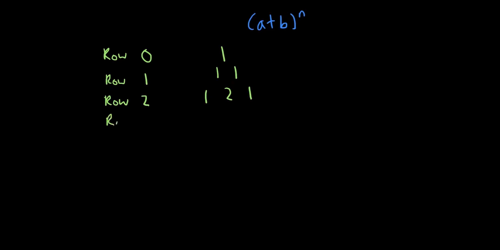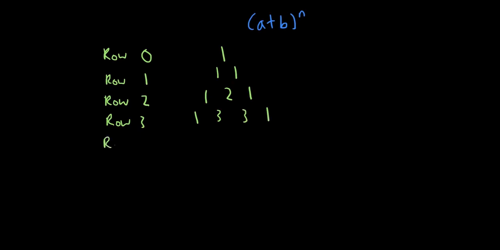For row 3, again, we're going to start with 1. We're going to add the two numbers directly above it, which are 2 and 1, which give us 3. We're going to add the two numbers directly above this next position, and that's going to be 2 and 1. And we're going to end with 1.